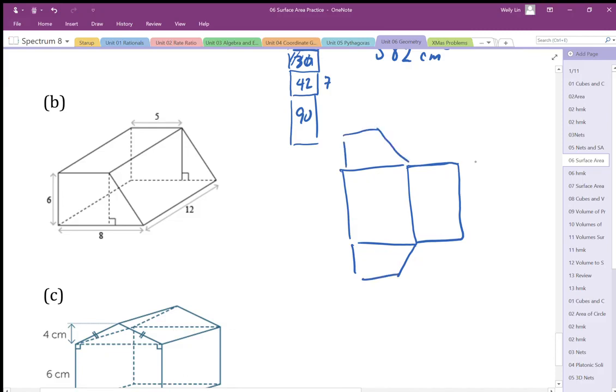Okay, I'm going to have the top. I'm going to attach the top here, and then I'm going to have the back attached to here. Okay, so all those edges should match up. I've got my 6 surfaces. I just need to calculate the areas of each of those surfaces now.